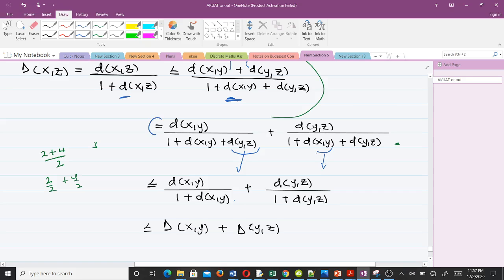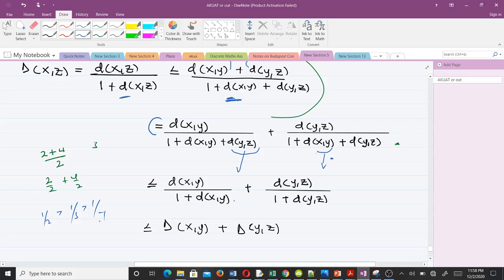The reason why it is so is because the distance between y and z would always be positive. The distance between x and y will always be positive here. And because they are in the denominator, if the denominator is larger, the value is going to be lesser, right? That's the reason why 1 over 2 is always greater than 1 over 3, and is greater than 1 over 4.